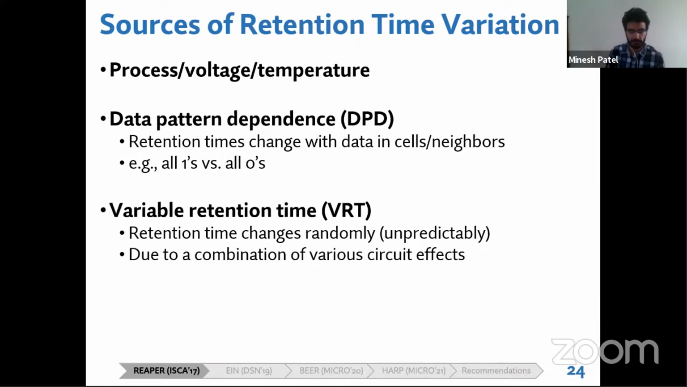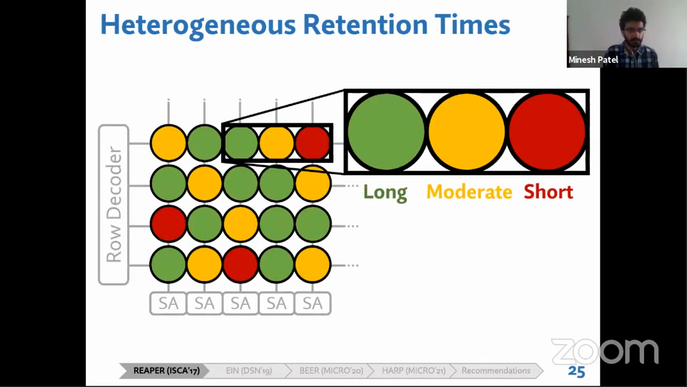And the third effect that we need to talk about is variable retention time. And this effect means that the retention time of cells changes randomly, and more importantly, it changes unpredictably. And this occurs due to a combination of various different circuit level effects and leakage mechanisms. And prior work has shown that VRT effects essentially mean that ECC is necessary in order to sustain operation at longer refresh intervals.